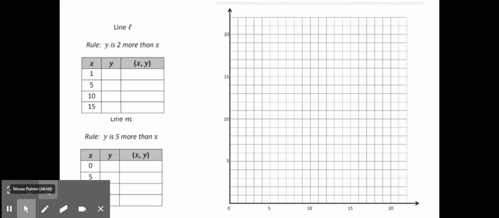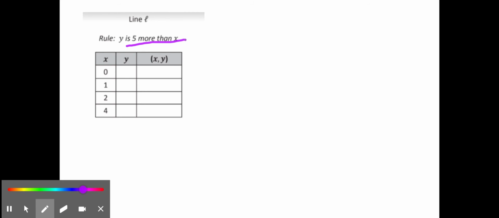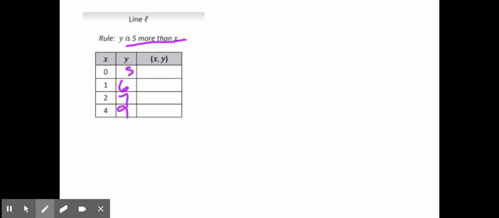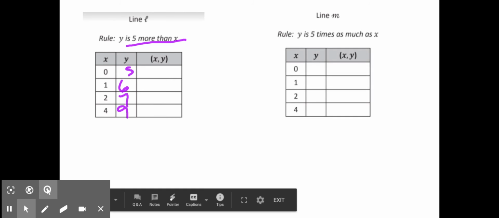But as we're continuing on, a lot of times, especially on our test, we see it instead like this. It's going to give us some patterns, and we know how to solve this. So let's go ahead and solve these. So y is 5 more than x. Okay, we know this one. So 5 more than 0 would be 5. 5 more than 1 would be 6. And I can continue on like that. Then it gives me another pattern.